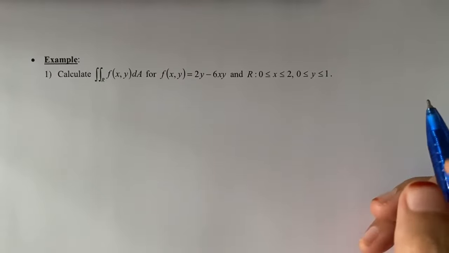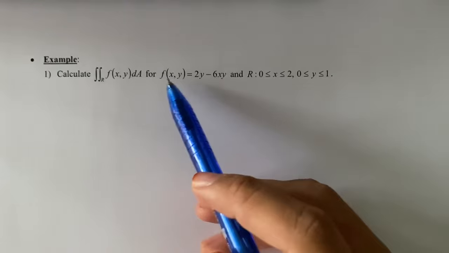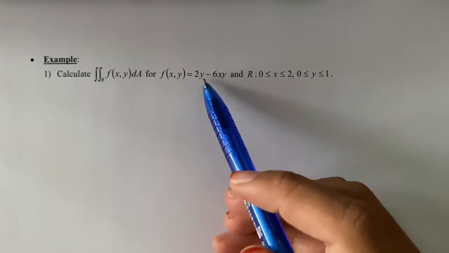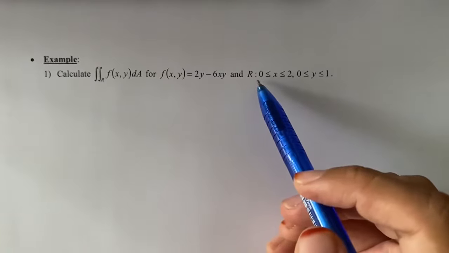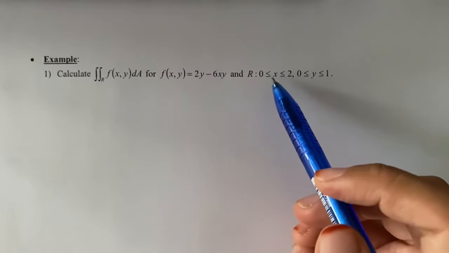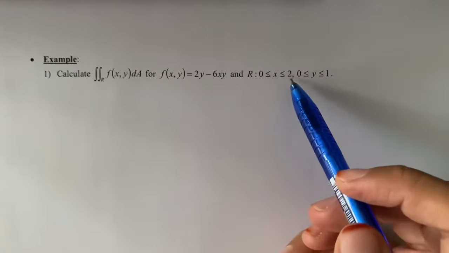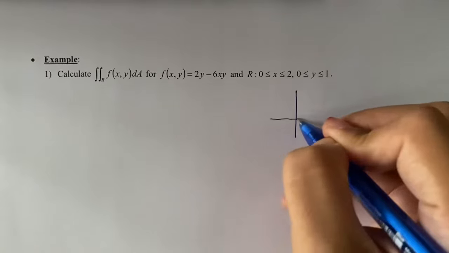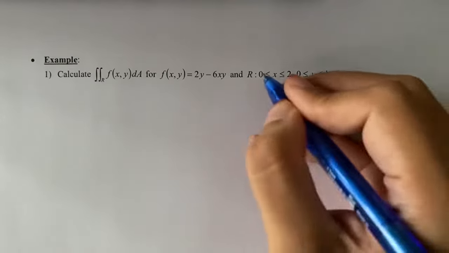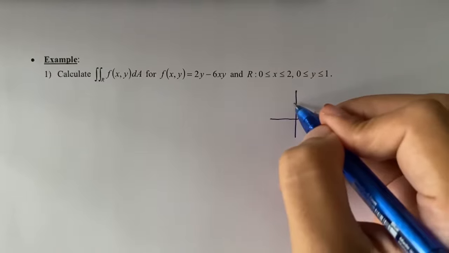For this example, we need to calculate the double integration of f(x,y) dA where f(x,y) is equal to 2y minus 6xy. The rectangular region R is for x from 0 to 2 and y from 0 to 1. So if we sketch our region, we have x from 0 to 2 and y from 0 to 1.